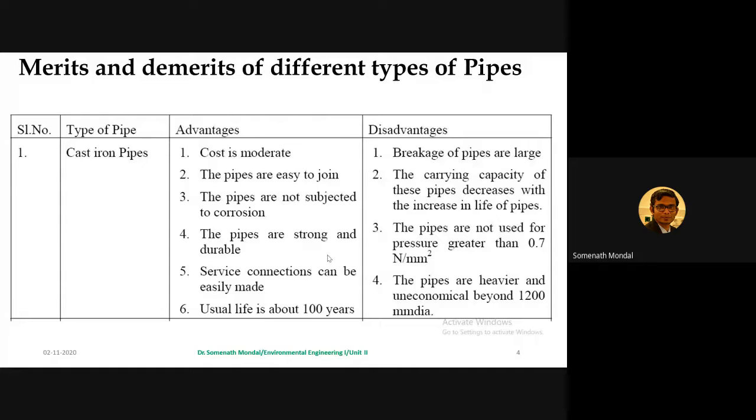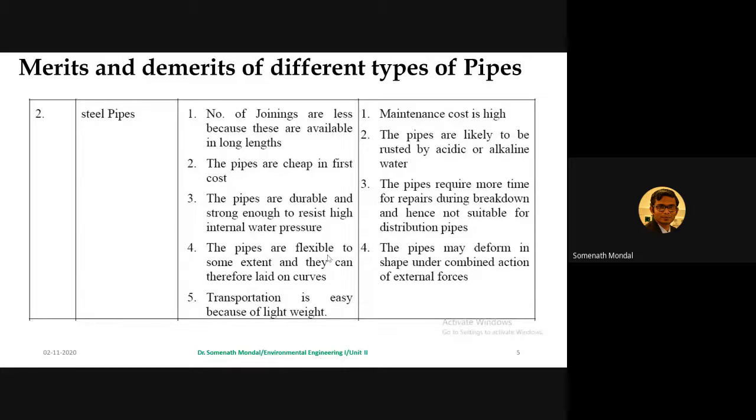So we'll go and discuss the next type, that is the steel pipes. So steel pipes are, in this case, the number of joinings are less, and they are available in longer lengths. Fine. Because the chance of breaking is very less in this case. These pipes are cheap in first cost, so initially the installation cost will be lesser, since the pipes will be cheaper compared to the CI pipes which we discussed before.